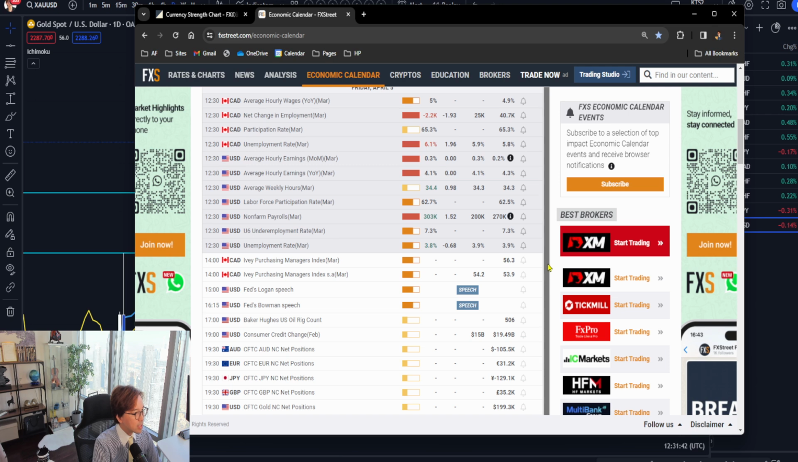So as a result, I can see that non-farm payrolls, before it was 270, and consensus was 200, and the actual was 303K. So the actual result was much higher, much better than the previous, much better than the consensus. So in this case, usually this currency, USD, is bought.